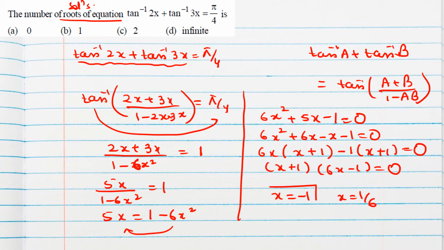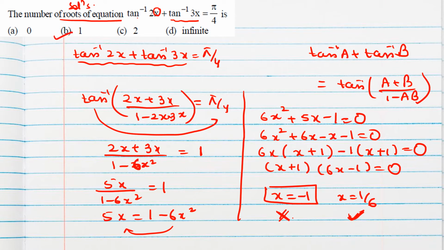So this value we are going to discard here, not possible, because if you substitute x value minus 1 here, we know tan inverse of minus 2 will become minus tan inverse 2, isn't it? Similarly, this here also minus, so it will make the left hand side negative. That means it will change the question. So this value we cannot substitute, only one value of x we will get here.